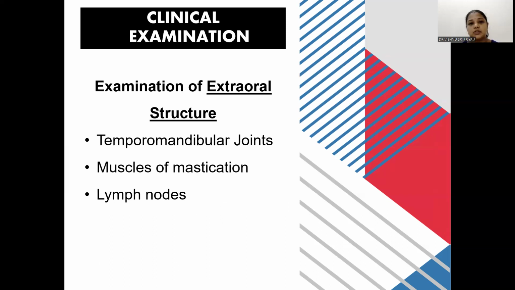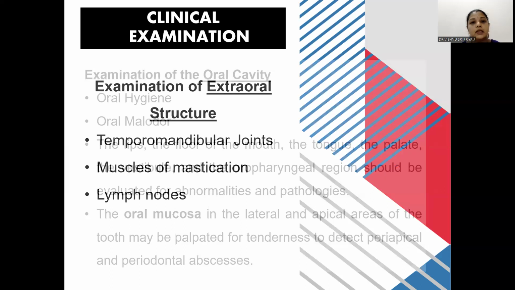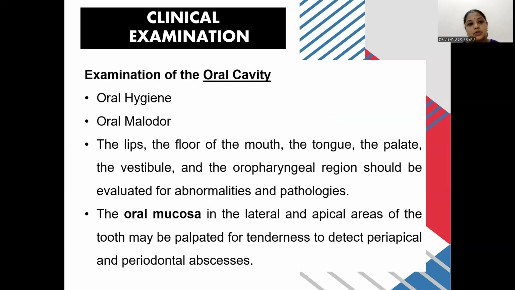In clinical examination, we start with extraoral structures, that is temporomandibular joints, muscles of mastication, lymph nodes. After doing your extraoral examination, we move on to the oral cavity, where you should examine the oral hygiene of the patient, any oral malodor, the lip, the floor of the mouth, the tongue, the palate, the vestibule. The oropharyngeal region should be evaluated for abnormalities and pathologies.